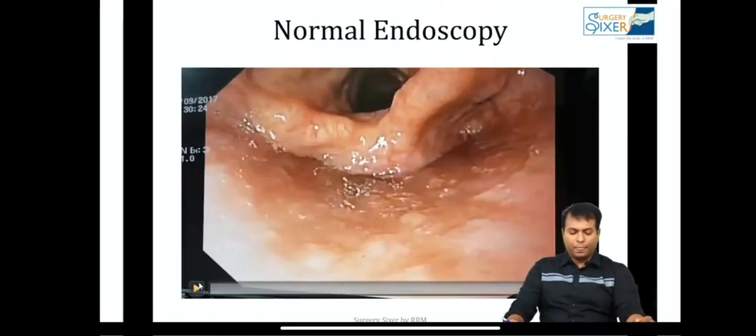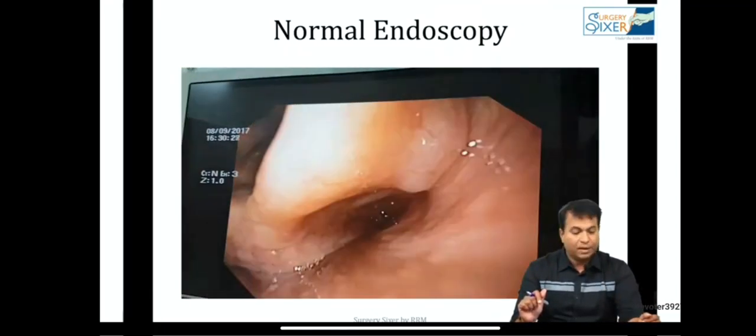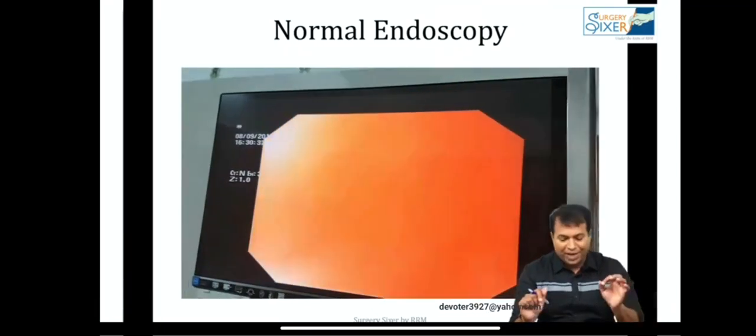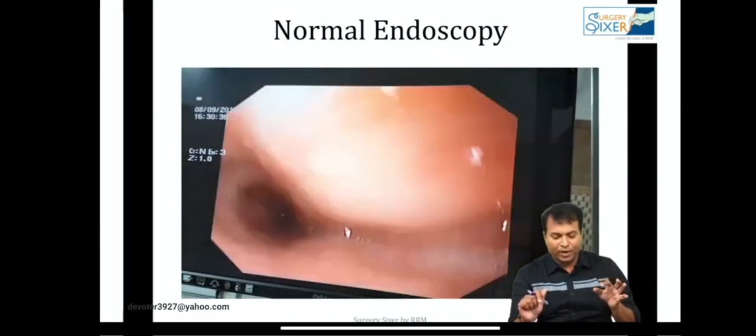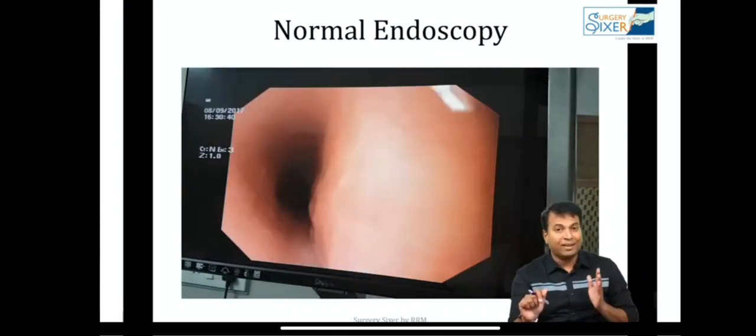And I'm showing you an endoscopy of mine. You can see that's the trachea anteriorly. I'm going posteriorly. I'm having difficulty in negotiating the cricopharynx. With difficulty, I'm entering the cricopharynx. Now I have entered the esophagus. Therefore, the most common site of perforation is the cervical esophagus.